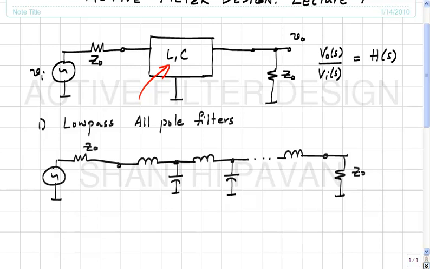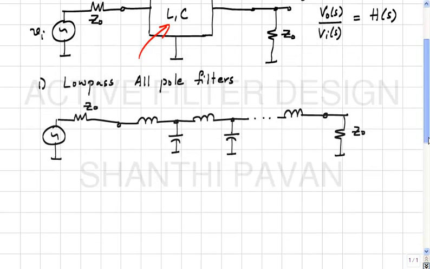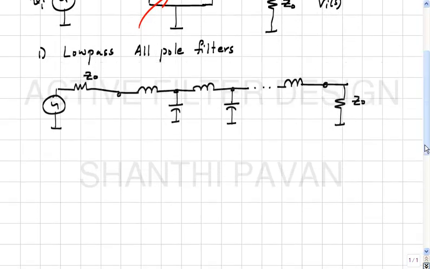So, find therefore the values of the inductors and capacitors inside the ladder that will result in Vo by Vi being equal to the desired transfer function H of S. Okay. Now, the question is, how do we go about doing it? Any two-port network is characterized by either Z parameters or Y parameters or G parameters or H parameters or what have you. In the special case of a passive network, right? Can we say something about the parameter matrices?